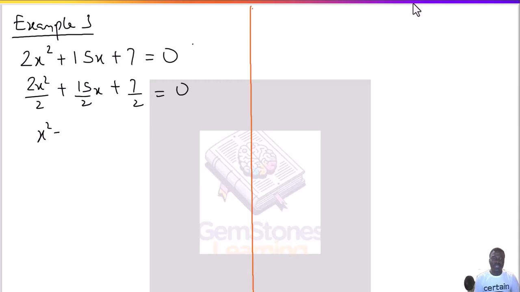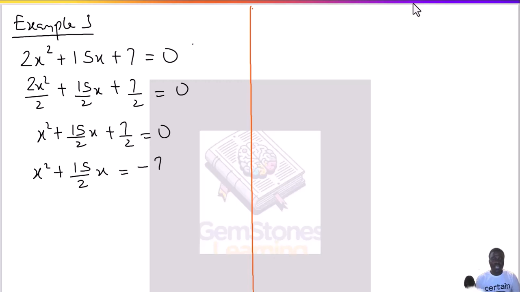And that will give us x squared plus 15 over 2 x plus 7 over 2 is equal to 0. So move 7 over 2 to the right. That's the constant term. That makes it x squared plus 15 over 2 x is equal to negative 7 over 2. Then what is the half of your b? So half of b is now equal to 1 over 2 times 15 over 2. And that will be what? 15 over 4.